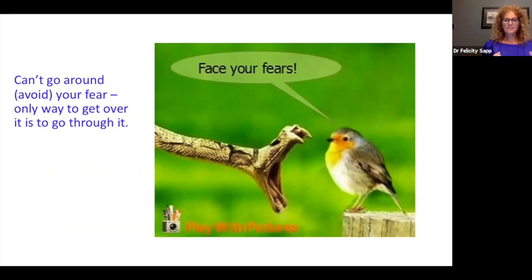We always have this tendency when we're afraid of things that we want to go around them. But when it comes to OCD, the only way that you're going to be able to get over or get through that is you have to allow your patients to go through their fear. And the reason we can do this is because this is a maybe danger, not a real danger.